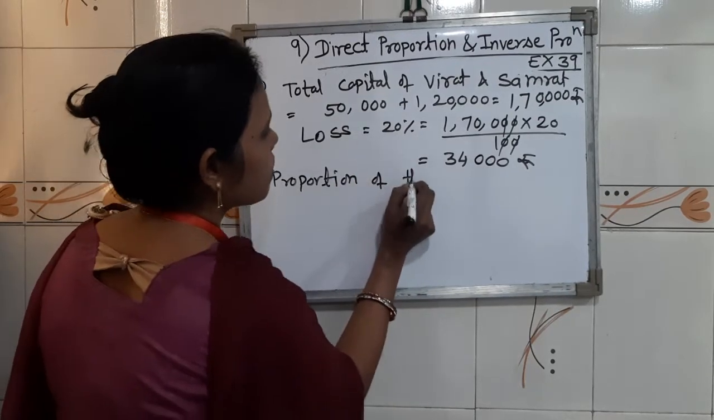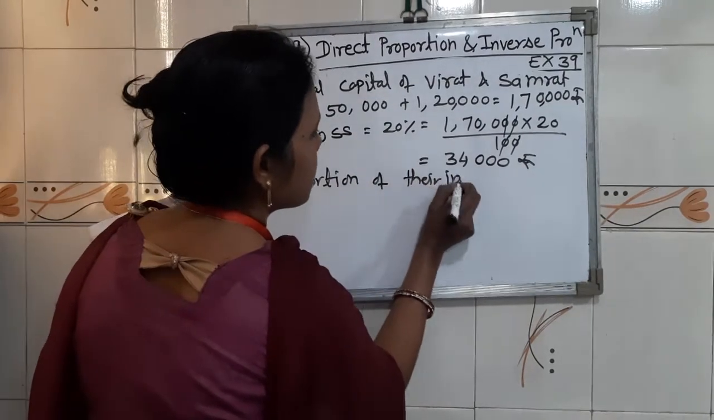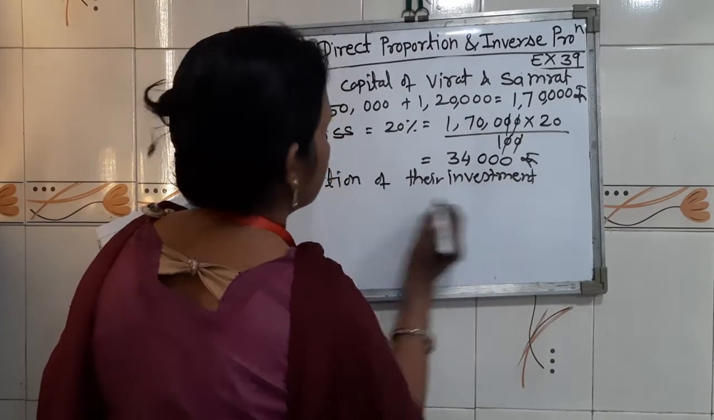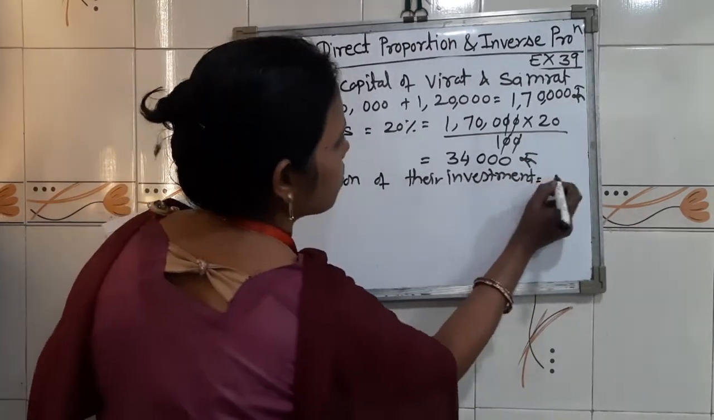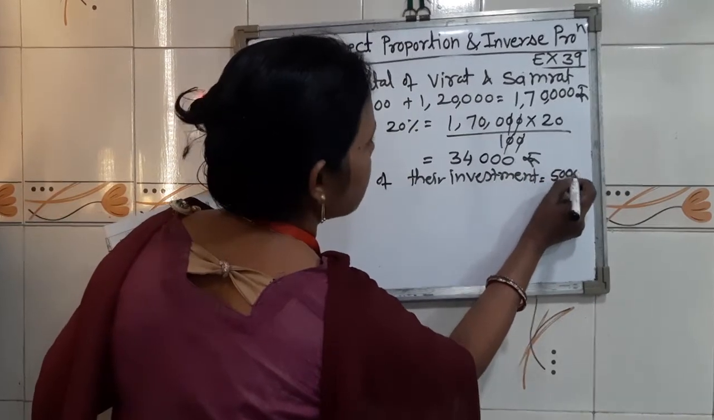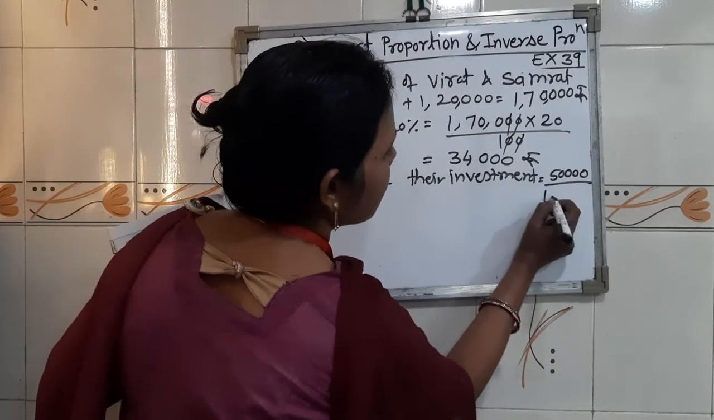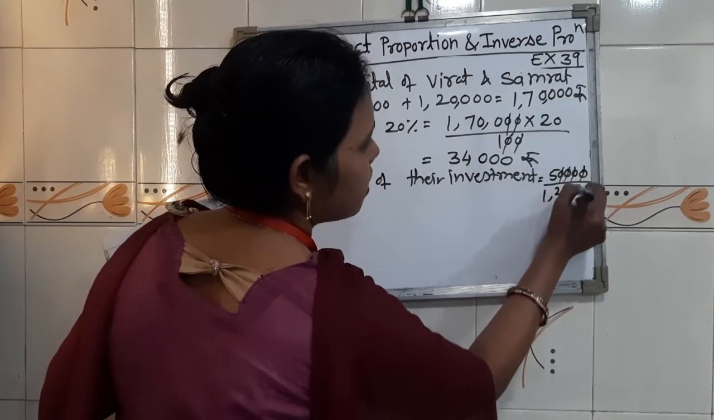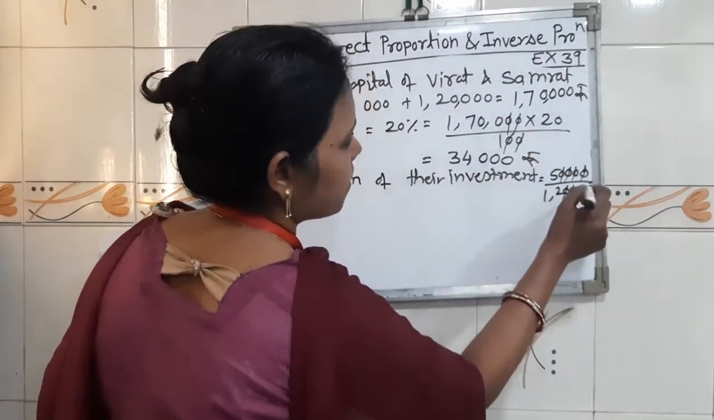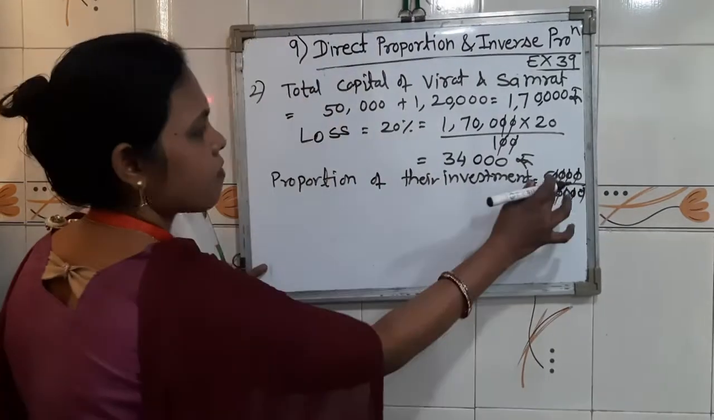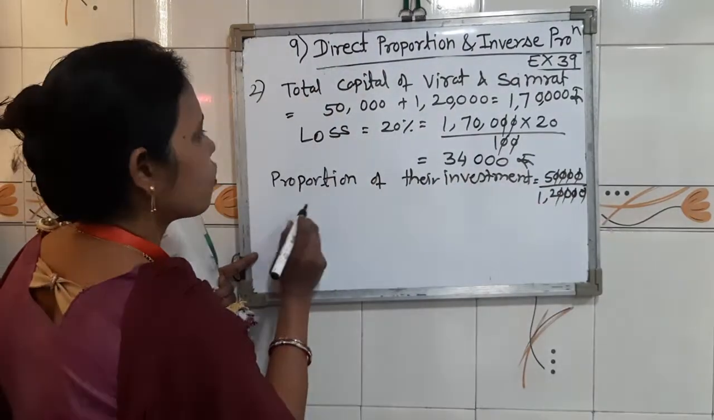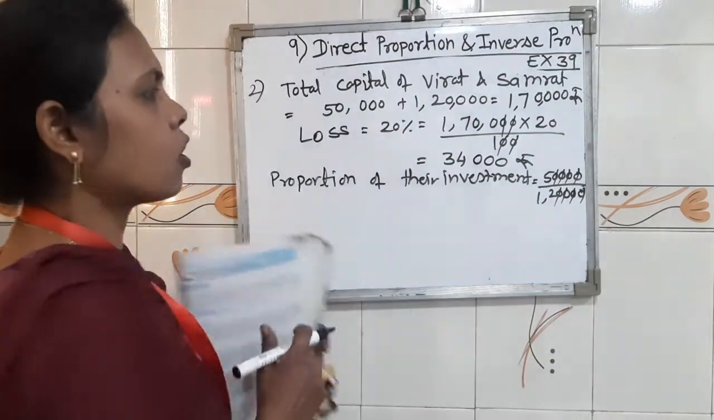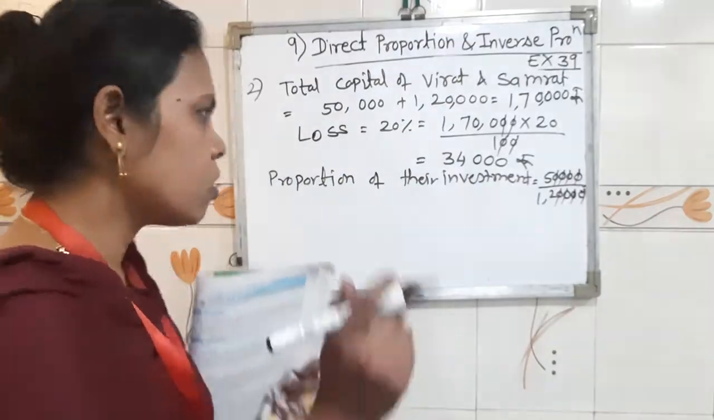Proportion of their investment equal to 50,000 upon 1,20,000. 40 cancelled from numerator and denominator. After that remain 5 upon 12. Therefore, we have 5 upon 12 we got. After that, what we will do?